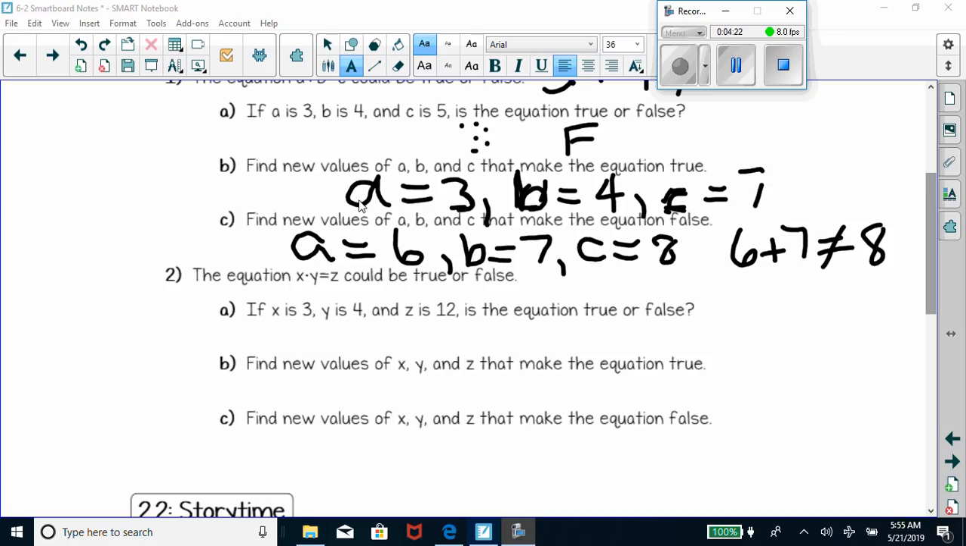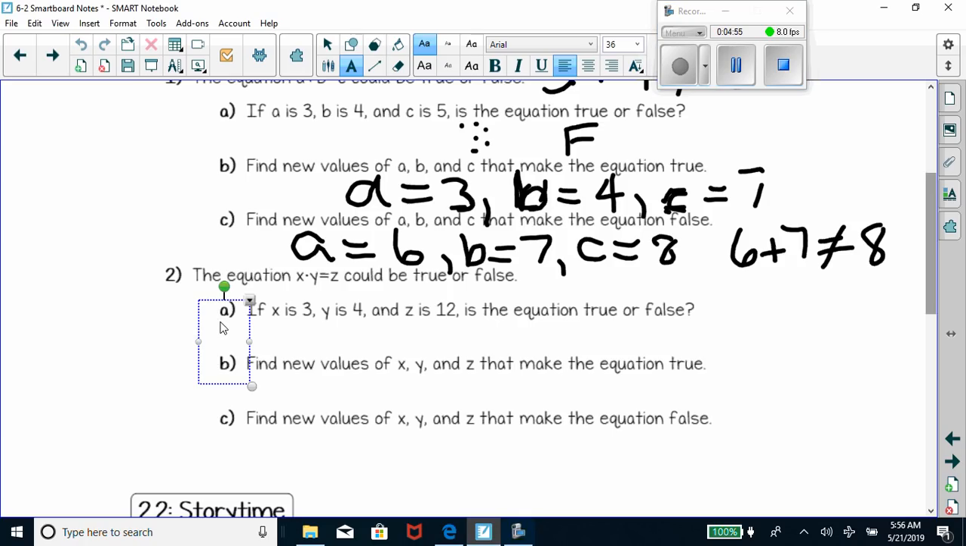All right, let's move on to the next part. Now we have the equation x times y equals z could be true or false. So instead of an addition equation, we have one involving multiplication. If x equals 3, y is 4, and z is 12, is the equation true or false? So again, if we substitute those numbers into the equation x times y equals z, will we get a true statement or a false statement?